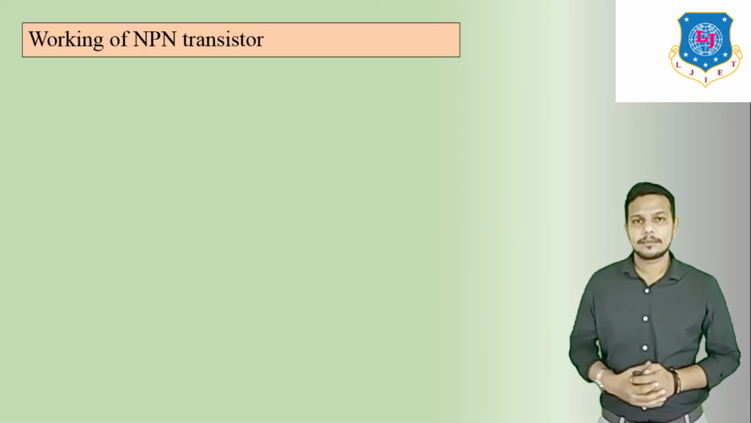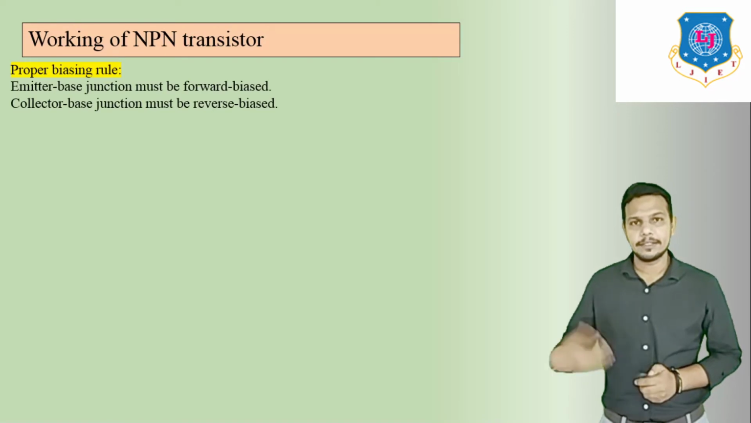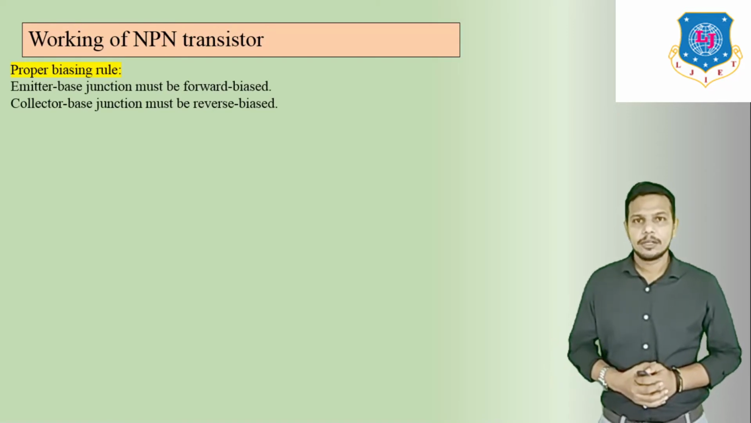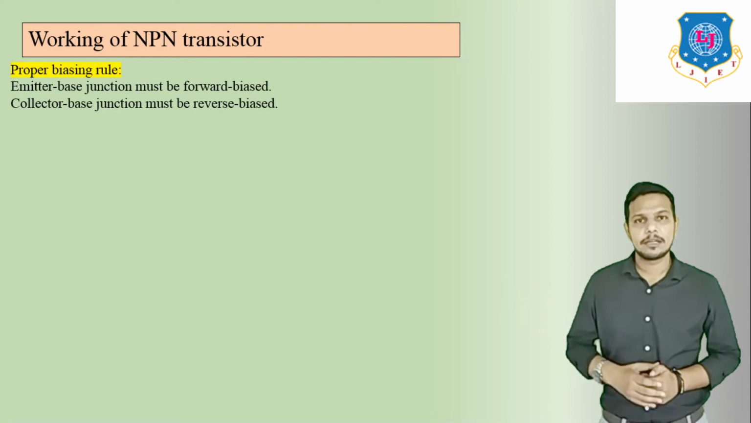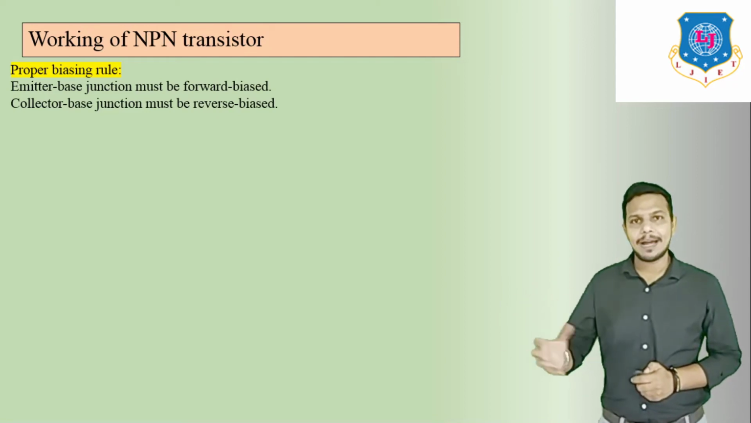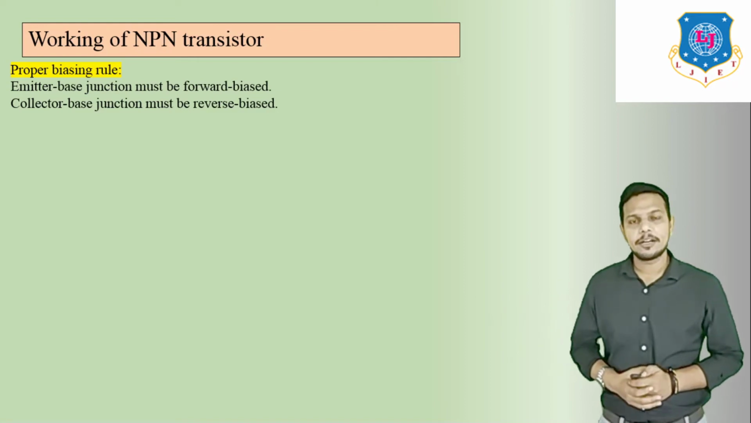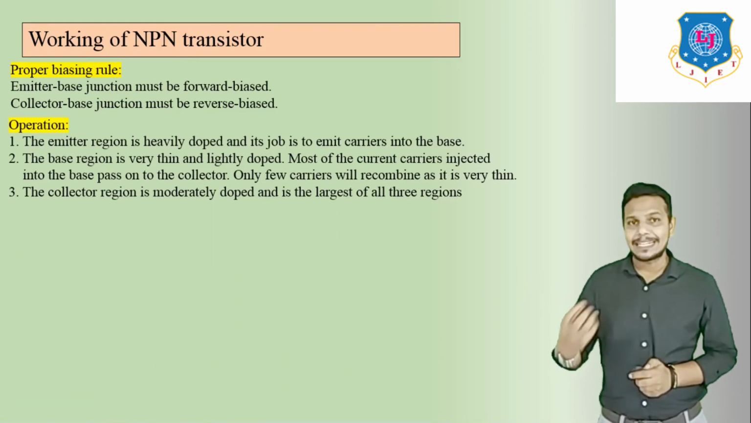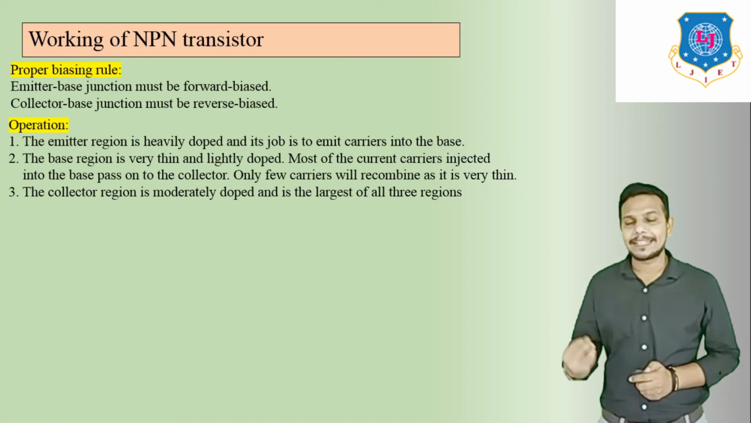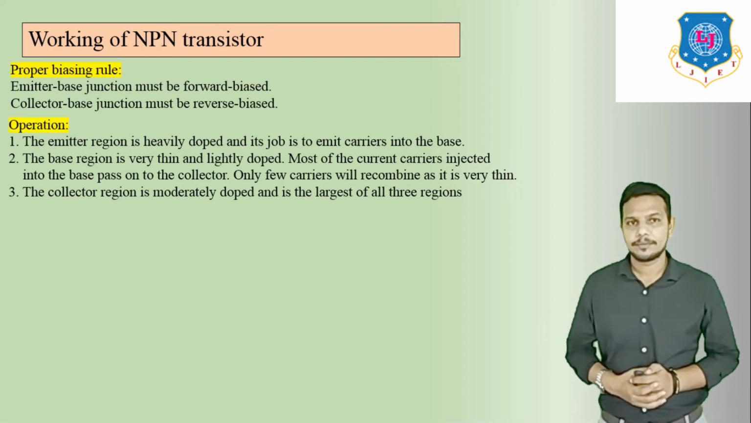So let us connect it in active region. Here, in the working of an NPN transistor, the emitter-base junction must be forward biased, and the collector-base junction must be reverse biased. The base region is very thin and lightly doped. Most of the current carriers are injected.